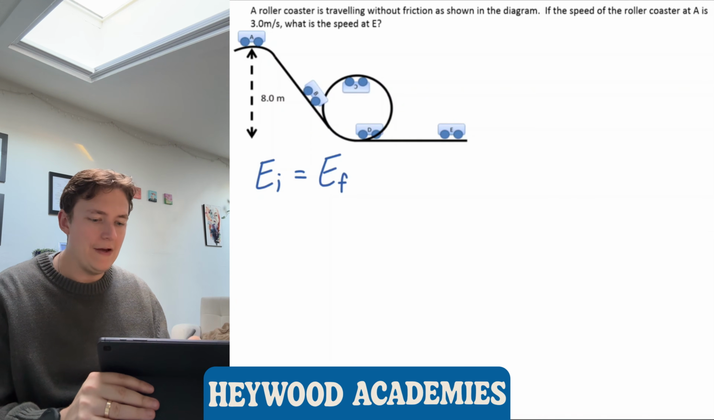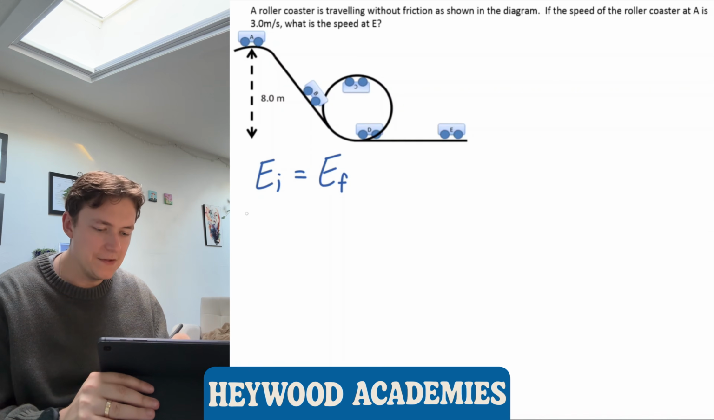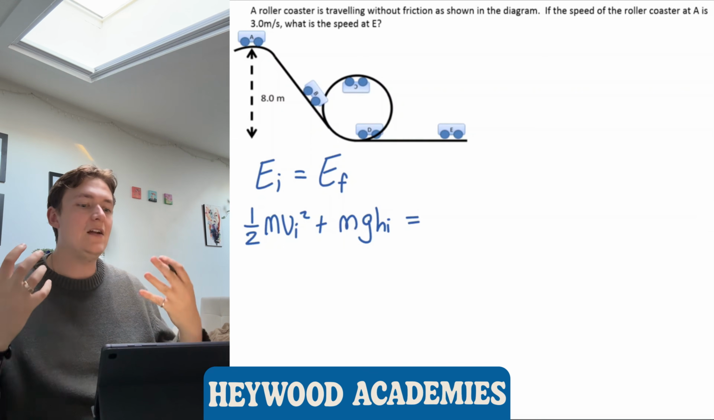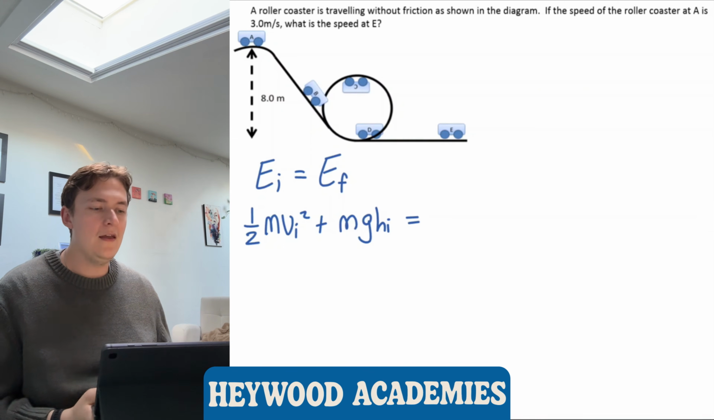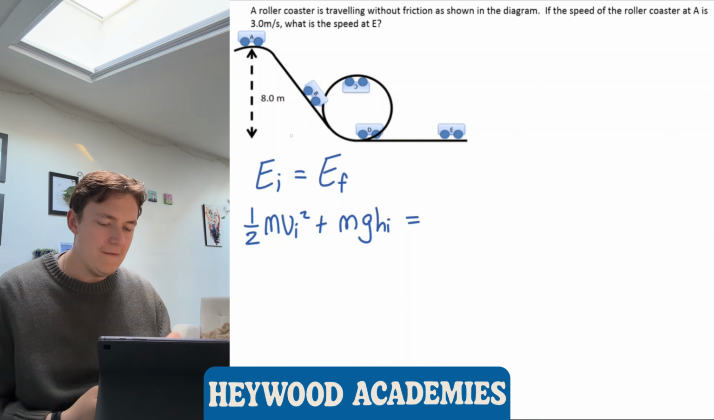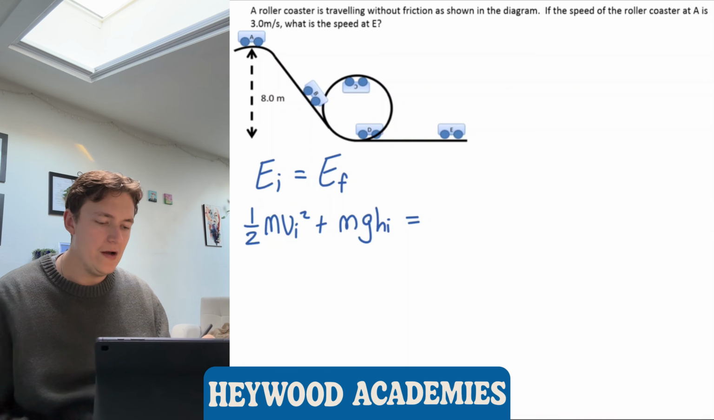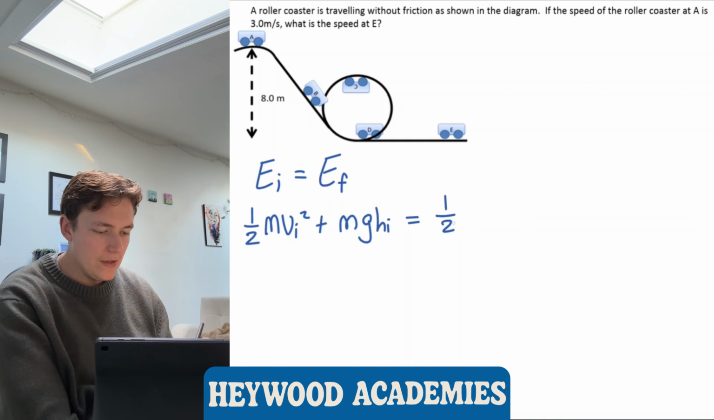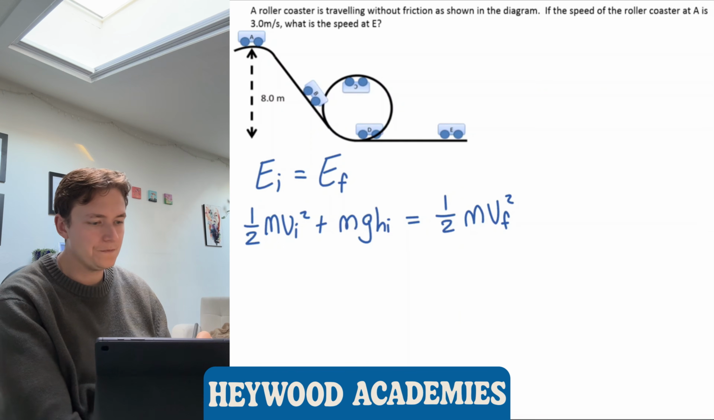Initially, we have a height of 8 meters and we have an initial speed. So we're going to have 1/2 mv initial squared plus mg height initial. So we've got some kinetic energy and we've got some potential energy in the initial state. Then over at the final state, if we make our reference for our height kind of that level right where E is, then we're not going to have any more potential energy. But we will have some more kinetic energy. So we'll have 1/2 mv final squared.